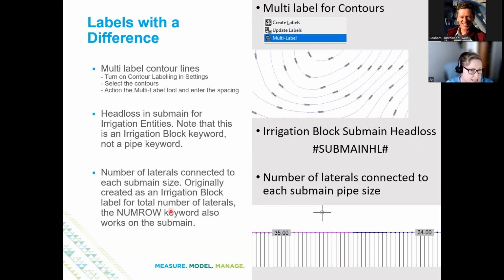The number of lateral sizes connected to each submain size. So this is the irrigation block label that I mentioned before, that if applied to zone pipe will tell you how many laterals have been attached to each zone pipe size. So we've got 35 attached to this size of pipe and 34 to that one.